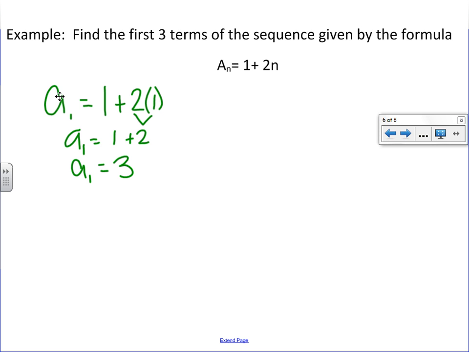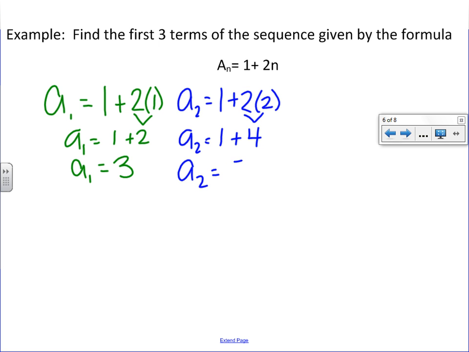The second term, I'm going to plug in 2. So I have a sub 2 equals 1 plus 2. Instead of n, I'll put 2. Follow order of operations. 2 times 2 is 4. Bring everything else straight down. So the second term is 5.